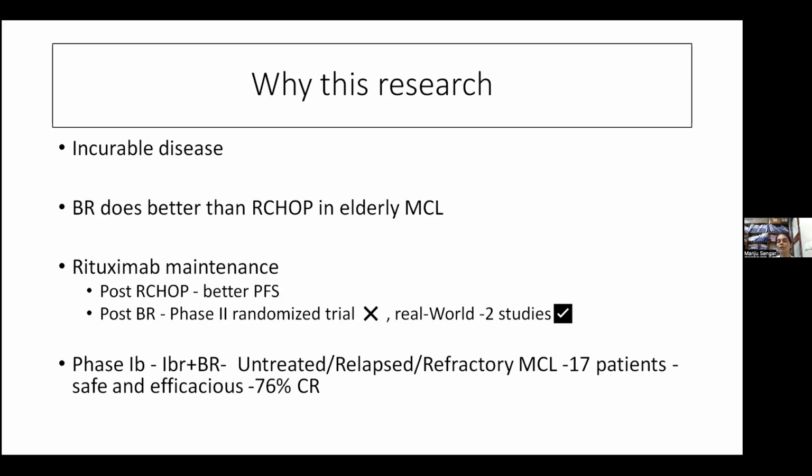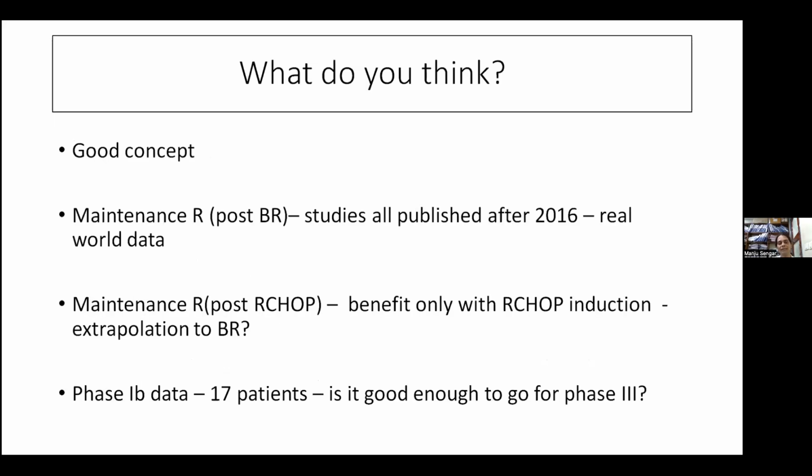Then they say that ibrutinib is used in relapsed patients, and in a phase 1B trial, ibrutinib in combination with bendamustine rituximab led to a 76% complete response rate in a denominator of 17 patients, saying that it is safe and efficacious. So what do you think? It looks like a good concept. They are looking at an incurable disease, trying to improve on what is achieved by bendamustine rituximab.